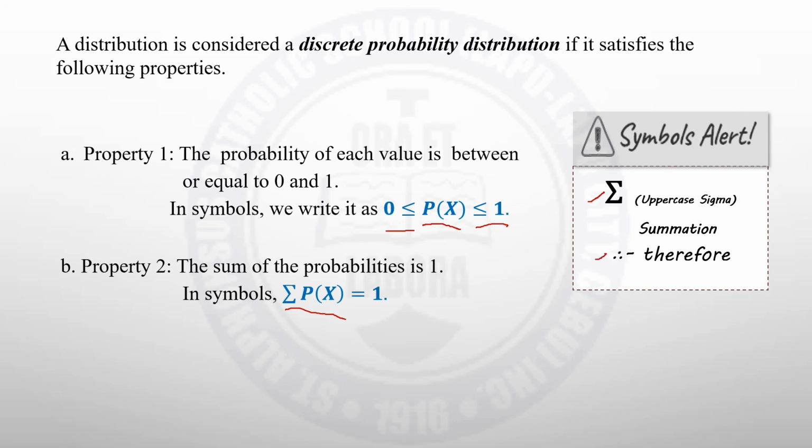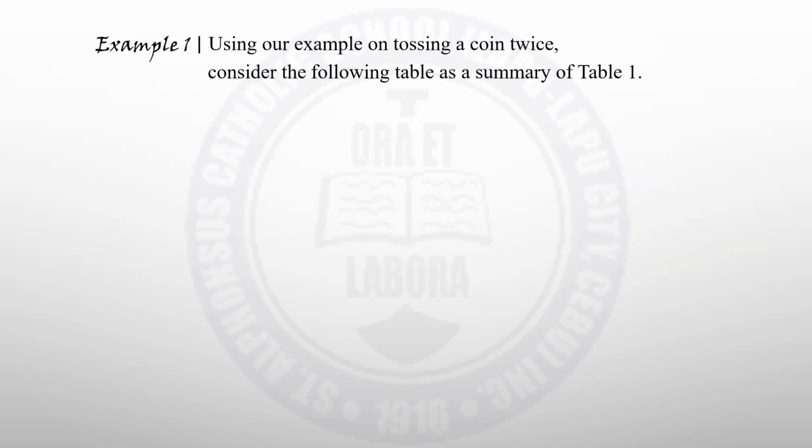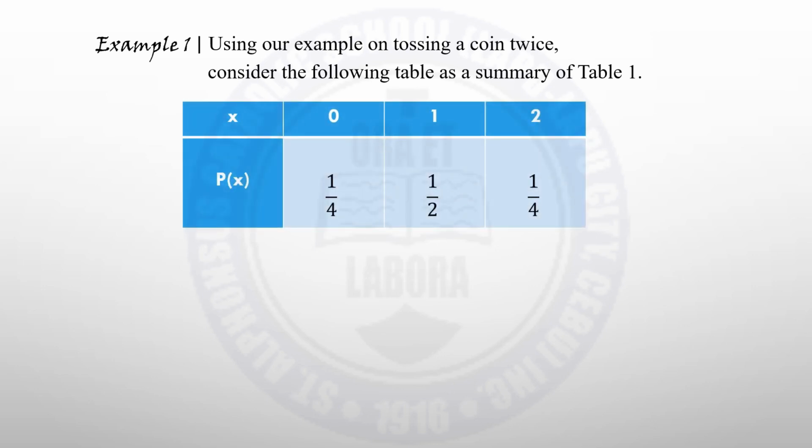this symbol is read as therefore. For example number 1, using our example on tossing a coin twice, consider the following table as a summary of table 1. If the value of the random variable is 0, then its probability is 1/4. If the value of the random variable is 1, then its probability is 1/2. If the value of the random variable is 2, then its probability is 1/4.